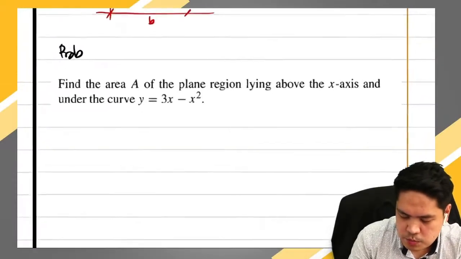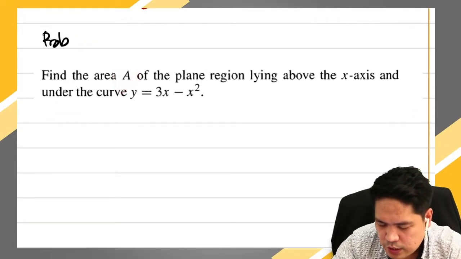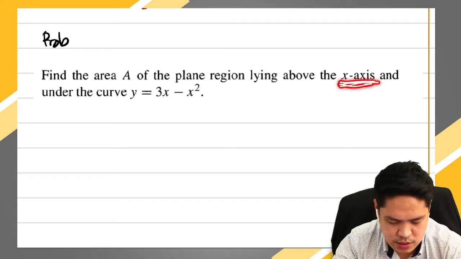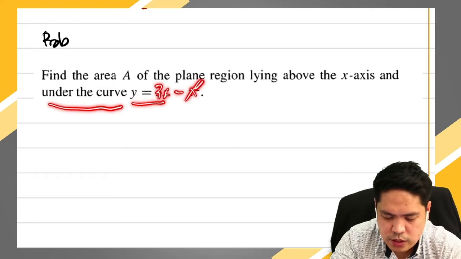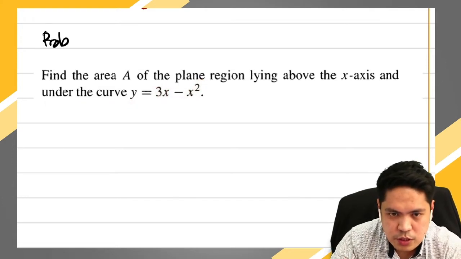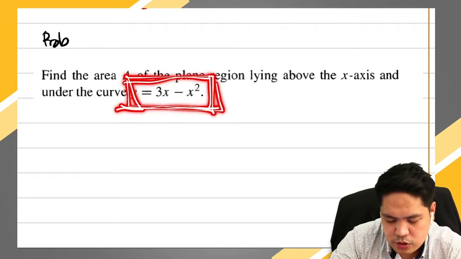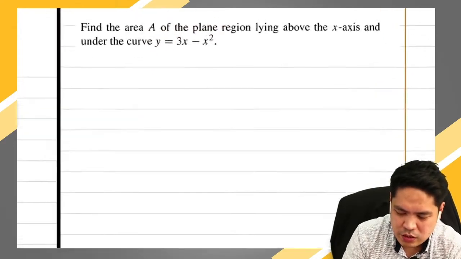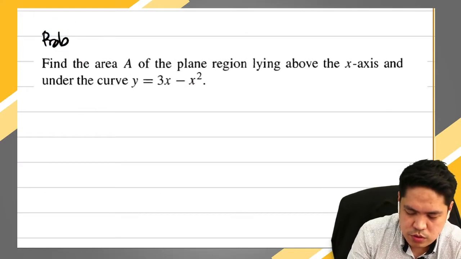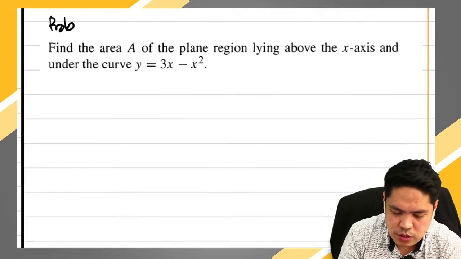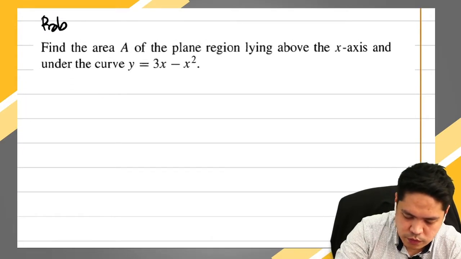Okay, let us try this problem. Find the area A of the plane region lying above the x-axis and under the curve y equals 3x minus x squared. If you are experts in analytic geometry, you can readily graph this, right? It is easy to graph. But anyway, you can refer to your Desmos application to see the graph of this curve. So, let me graph this curve first.